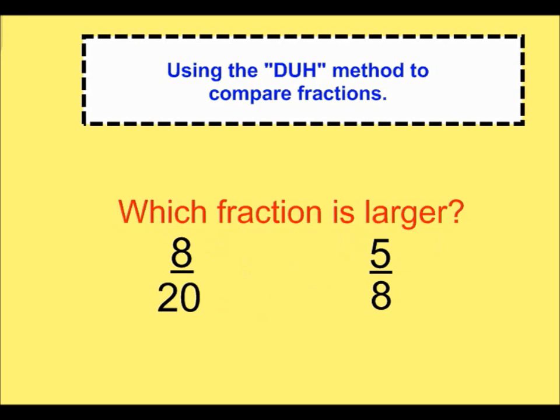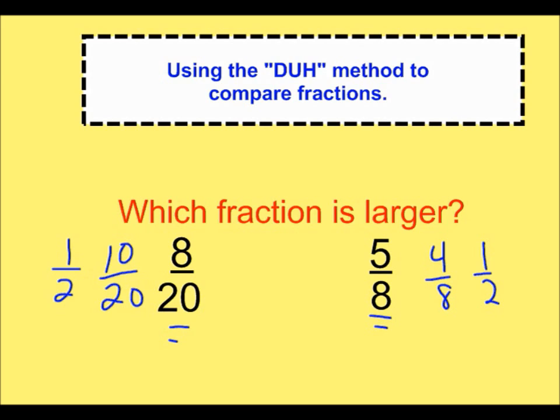Another method I like to call the duh method. Sometimes you can tell which fraction is larger. For example, when I look at 8/20, I know that 10/20 would be 1/2, so this is smaller than 1/2. When I look at 5/8, I know that 4/8 would be 1/2, so this is larger than a half. Since this one is larger than a half and this one's smaller than a half, I know that one's bigger. And that's called the duh method.